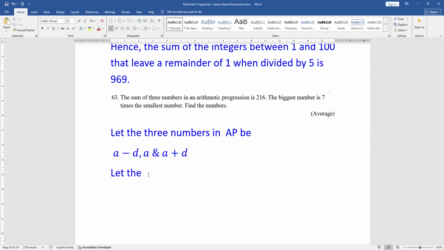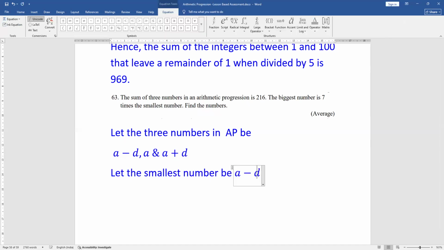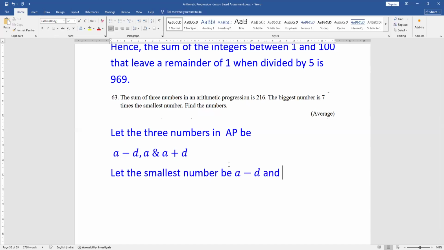Let the smallest number be a minus d and the biggest number be a plus d.